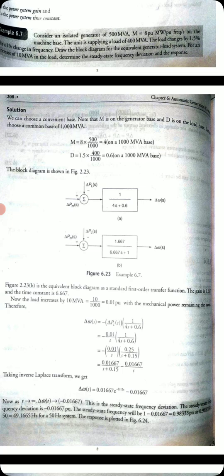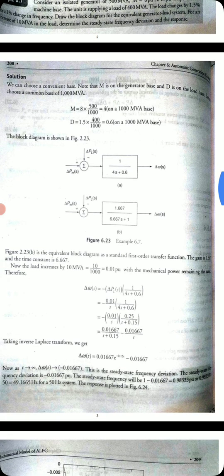Gain is now 1.667 and the time constant is 6.667. Now the load change is 10 MVA, given on the base of 1000 MVA, so a 10 MVA change means 0.01 per unit is the change. The mechanical power remains the same, therefore we can write delta omega S is equal to minus delta PL of S into 1 over 4S plus 0.6, and by putting all these values we will get the equation.